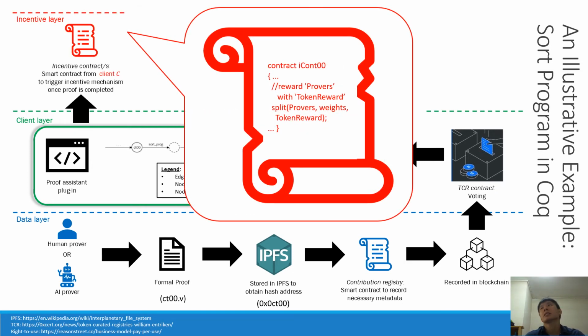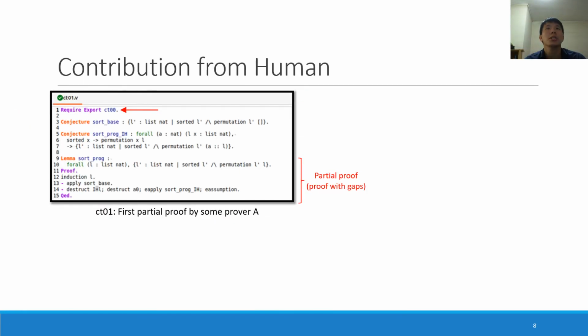As the client is asking for proof, they can write an incentive contract such that it will trigger a certain incentive mechanism once the proof has been completed. So this is an example of how this incentive contract can look. Contribution can come from a human or an AI system. Here we will look at how a human contribution looks. So in this case, some prover, we call it prover A, has written a Coq file called CT01.